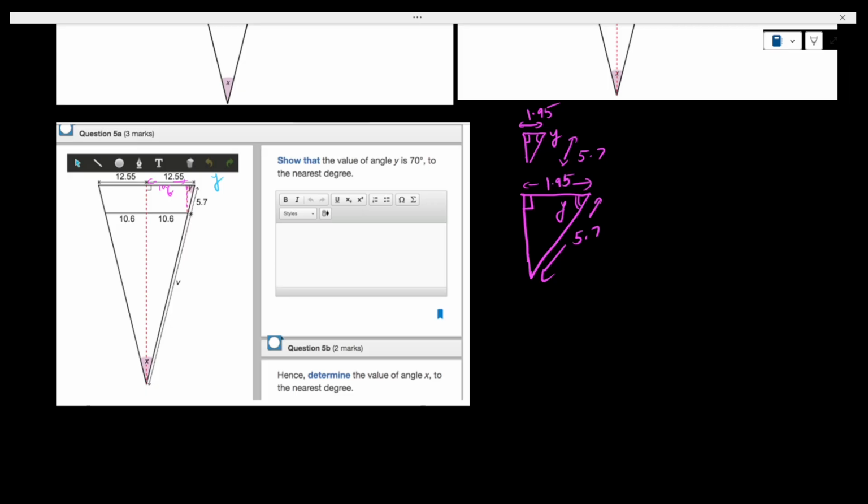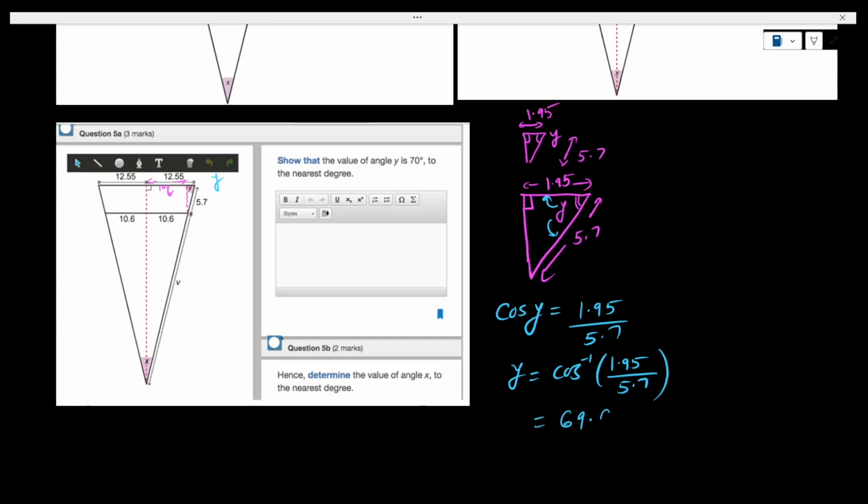How to get angle y here? For angle y, you can take adjacent by hypotenuse, which is cos. So cos y is 1.95 by 5.7, so y equals cos inverse of 1.95 by 5.7, which is approximately 69.994 degrees. Because we take angles to one decimal place, this is approximately equal to 70 degrees. So angle y is 70 degrees. Here we got it. This part is done, a 3 marker question.